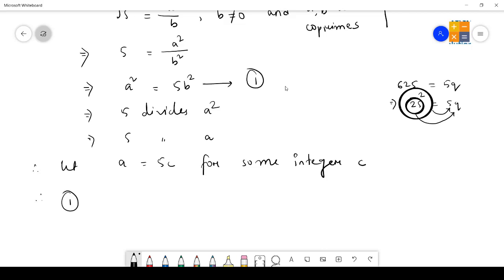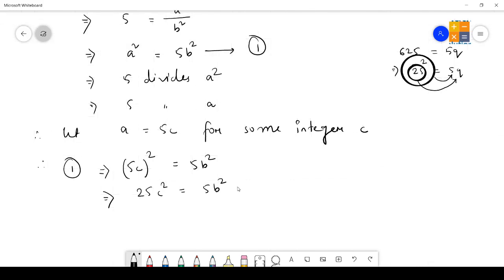Therefore, expression 1 implies, what can we write here? In place of A, I'm going to put 5c whole square, that is equal to 5B square. This implies 25c square is equal to 5B square. So cancellation will be there on both the sides, of course. On cancellation, what result did I get? 5c square equals to B square.